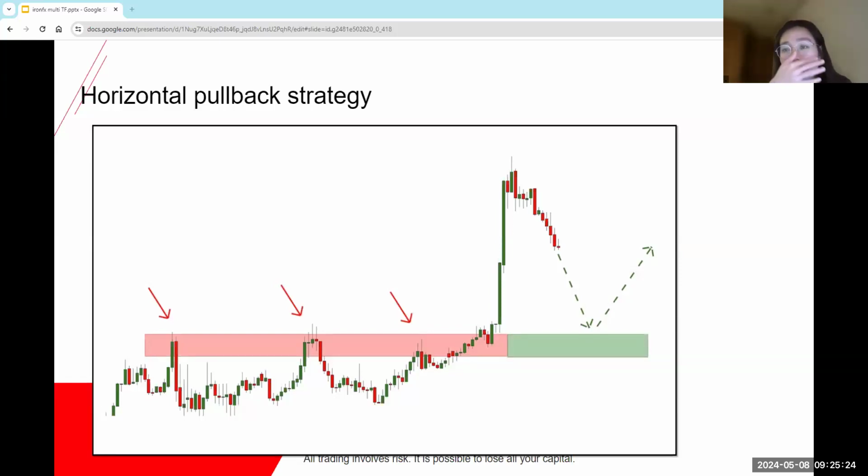In this example, we have three swing highs that line up in this resistance area. Price is breaking above the resistance area and we're expecting it to pull back or retrace back to that same area. So that's why we're calling this a pullback strategy.